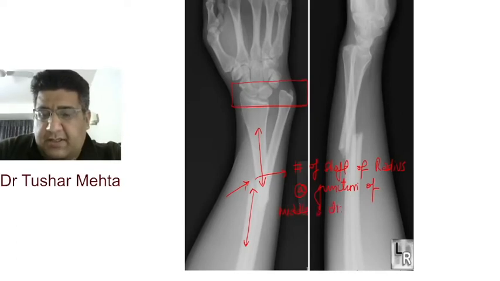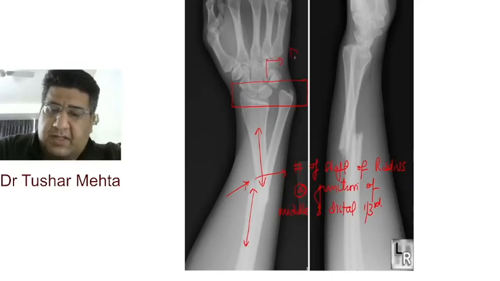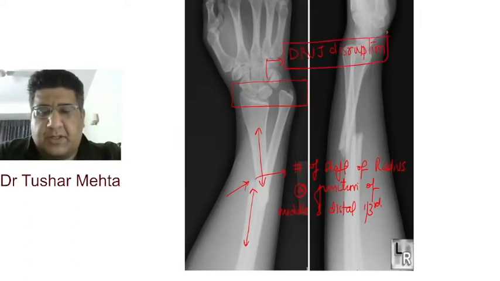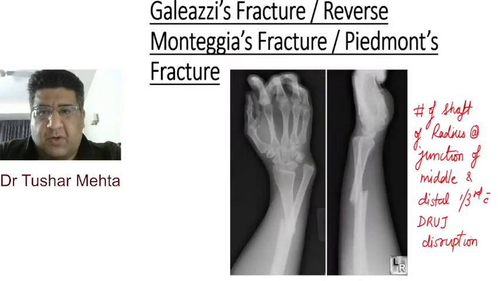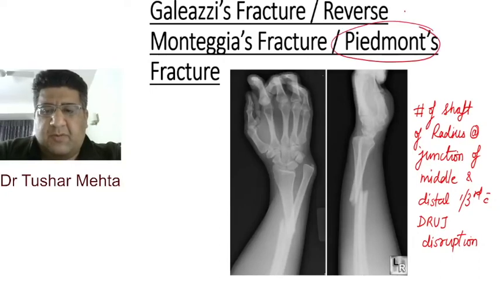And what you can see here is the DRUJ disruption, that is the distal radio-ulnar joint disruption. So this is a Galeazzi fracture, also called a reverse Monteggia fracture, also called a Piedmont fracture. Piedmont is the name of a place. The Orthopedic Society of Piedmont worked hard for this fracture, therefore we call it a Piedmont fracture.